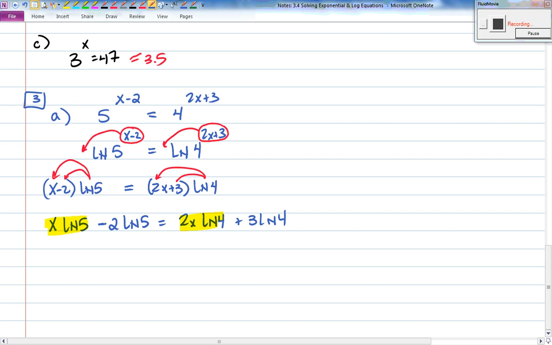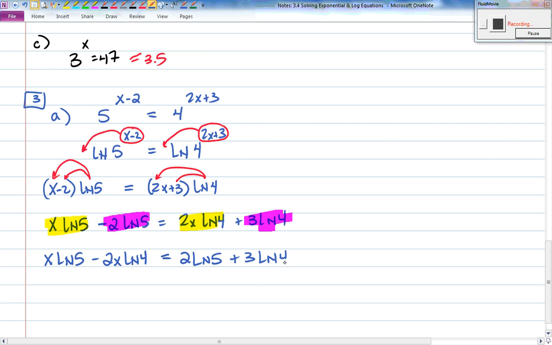All right, so remember, the goal, you guys, is to get x by itself. So on the left-hand side, I have an x natural log 5. On the right-hand side, I have a 2x natural log 4. And then I just have these other numbers, right? I have this other number here and this other number over here. So I want to get all the terms that have x to one side and all the terms that don't to the other side. So I'm going to have x natural log of 5 minus 2x natural log of 4 equals 2 natural log of 5 plus 3.